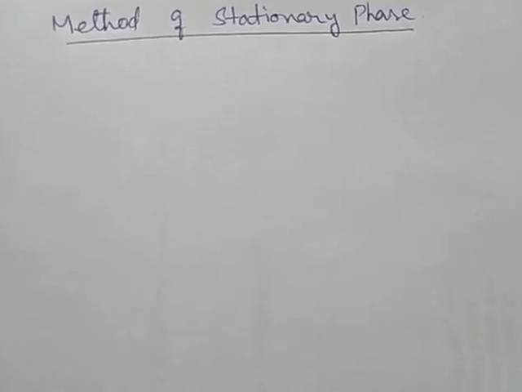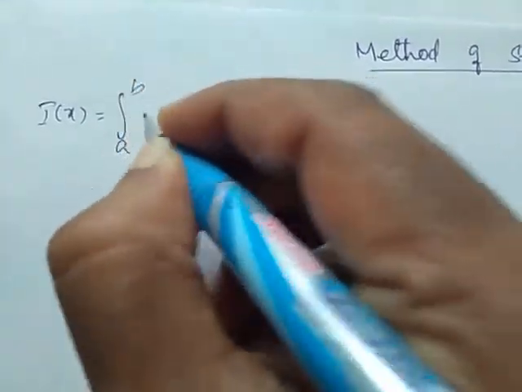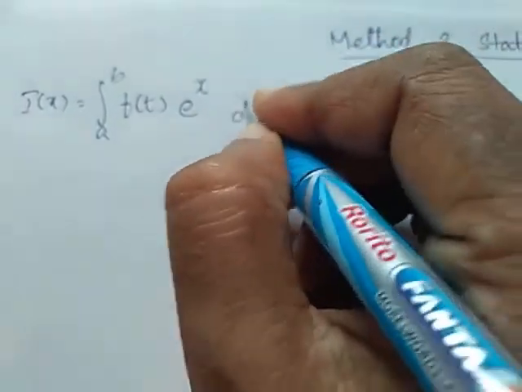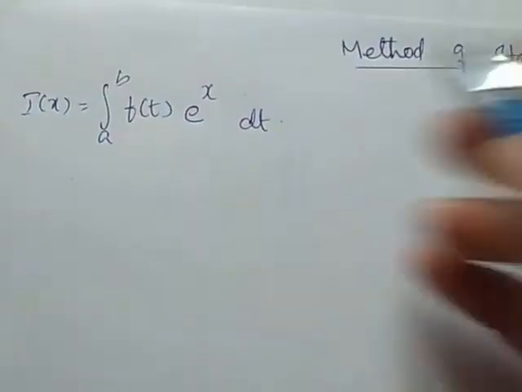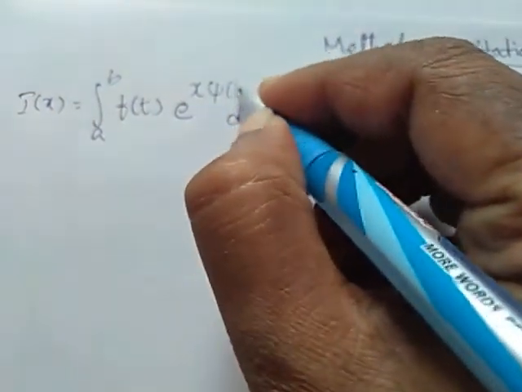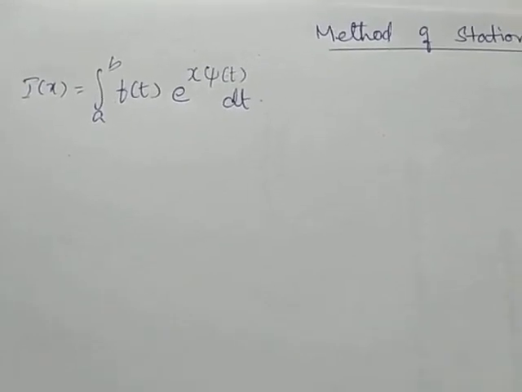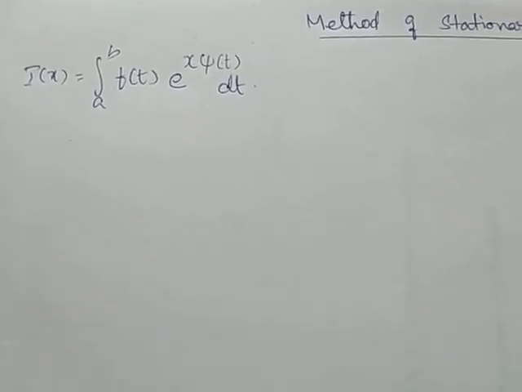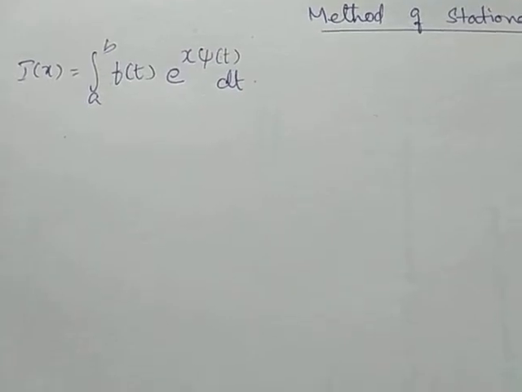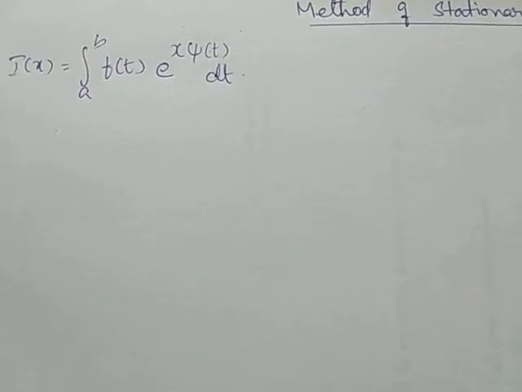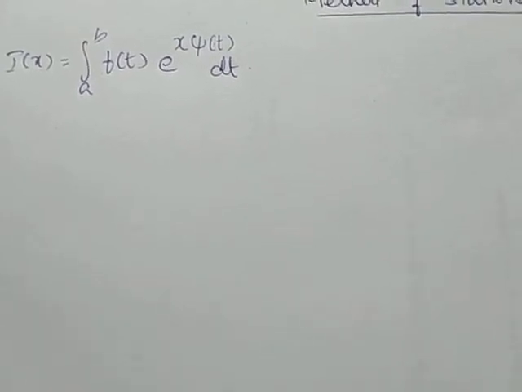We have considered an integral of the form I of x equal to the integral from a to b of f of t e power x phi of t dt. Here we have phi of t, and I will now write it as xi of t. If it is of this form, we apply the Laplace method to find the leading term in the asymptotic expansion. It means phi is a real function. If it is a complex function, using the stationary phase method we can find the asymptotic expansion.